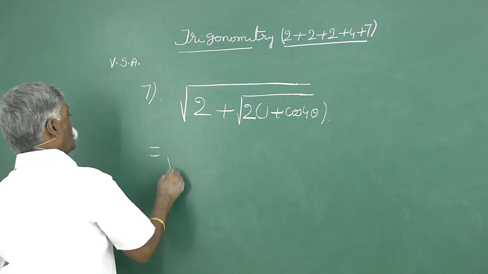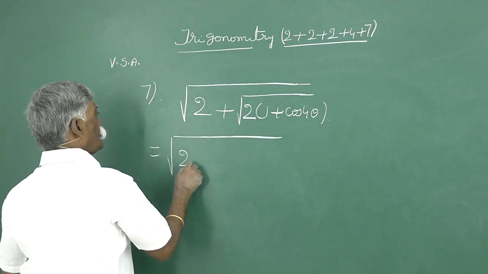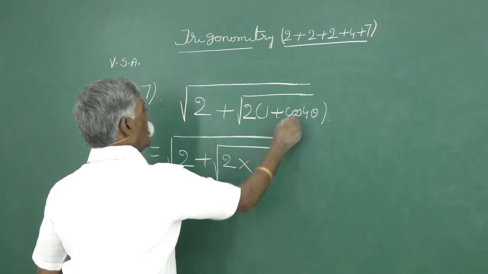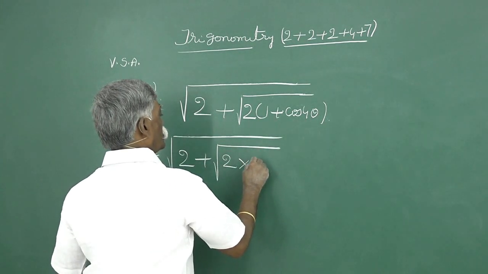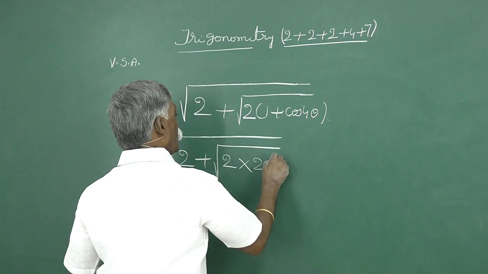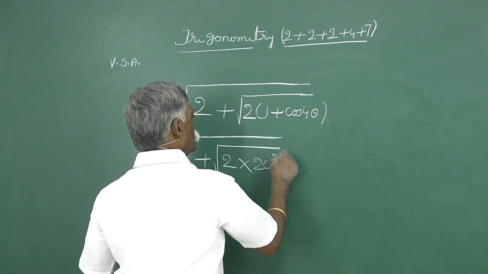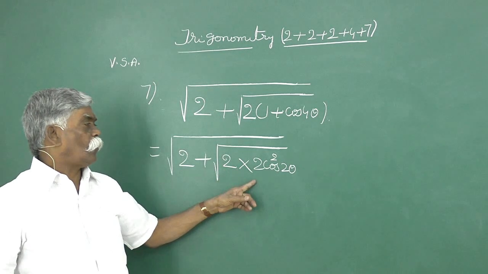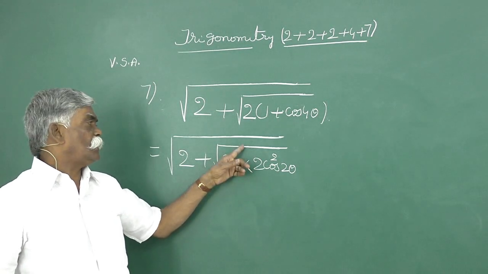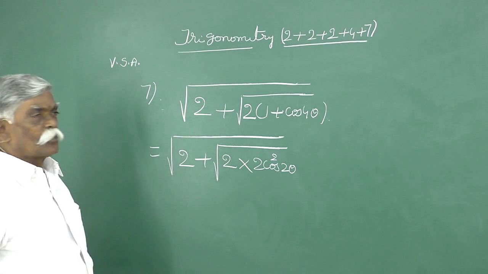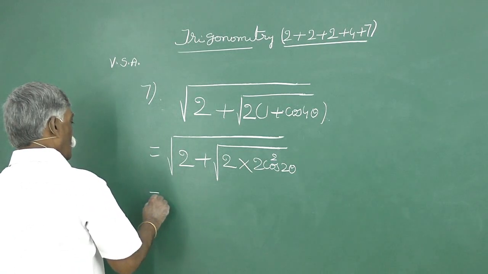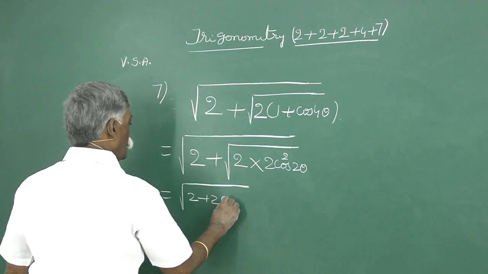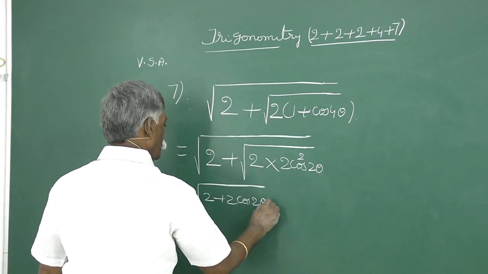Equal to square root of 2 into 1 plus cos 4 theta, which is 2 cos square 2 theta. Now this is 2 into 2, 4 cos square 2 theta. When this root is applied, it becomes 2 cos 2 theta. So therefore this is equal to square root of 2 plus 2 cos 2 theta.